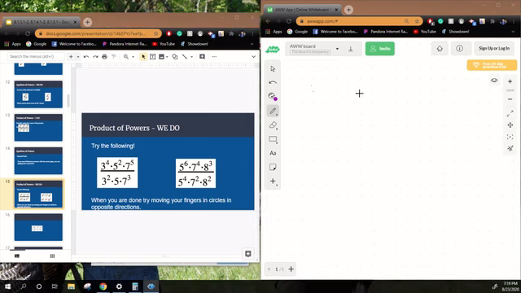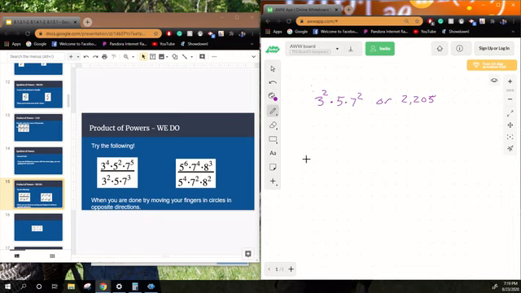So for that first one, you have 3 to the 4th, 3 to the 2nd, so you should get 3 to the 2nd times 5 times 7 squared, because remember that 5 has a 1 there, or 2,205. For the next one, you have 5 to the 6th and 5 to the 4th, which gives you a 5 to the 2nd, times 7 to the 2nd, times 8, or 9,800.